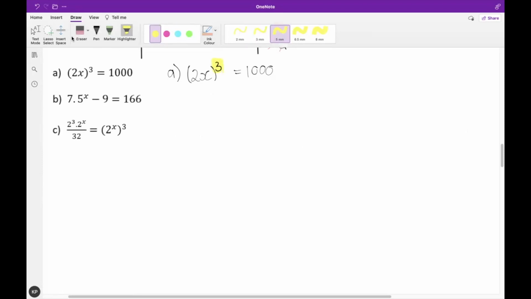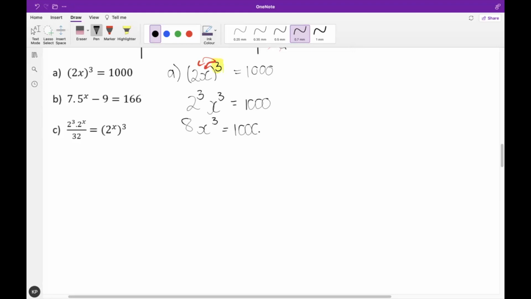Distribution. So we're going to take this power of 3 and distribute it because we have 2 bases inside. So then I'm going to end up with 2 to the power of 3 times x to the power of 3 is equal to 1,000. What is 2 to the power of 3? Let's simplify that. 2 to the power of 3 is 8. x cubed is equal to 1,000. Can you see it doesn't look as bad?